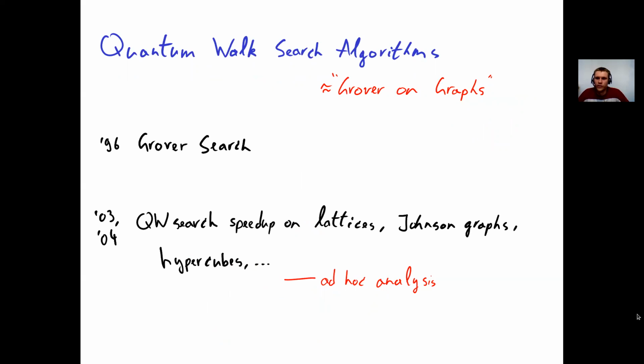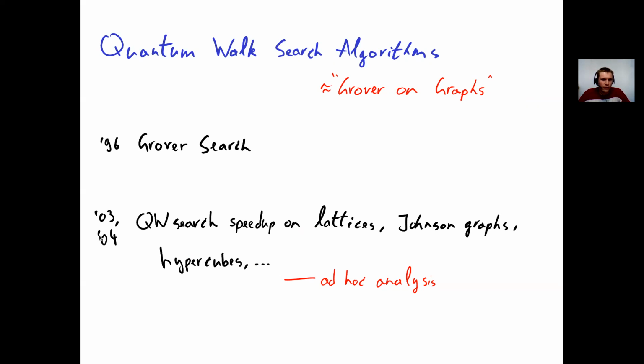Now, quantum walk search algorithms form sort of an analogue of that. And you can think about them as Grover search on graphs, right? So in '96, Lov Grover proved that quantum algorithms can quadratically speed up search on a database. So we can find a marked element among n elements in square root n queries in some sense.